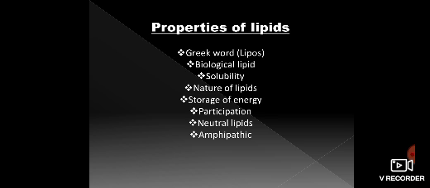Nature of lipids. Lipids are hydrophobic in nature due to predominance of hydrocarbon chains. Storage of energy. Fats and oils are the principal stored form of energy in many organisms. Participation. Lipids participate in oxidative phosphorylation. Neutral lipids. Neutral lipids upon hydrolysis yield glycerol and fatty acids. And the last one is amphipathic. Many lipid molecules are amphipathic.